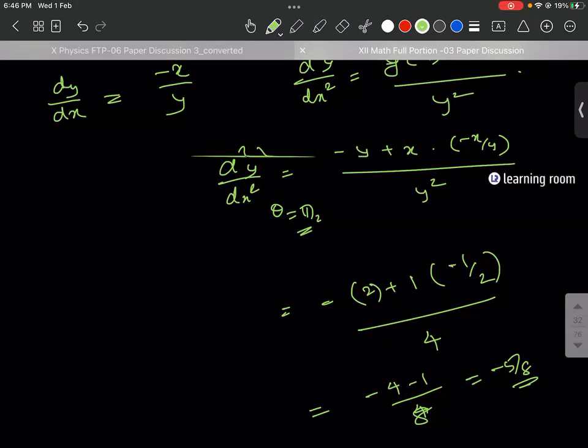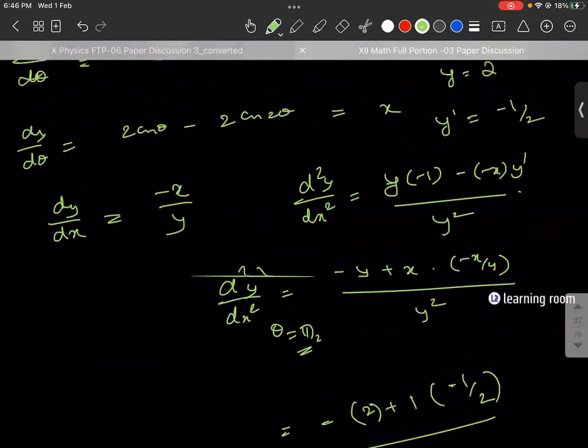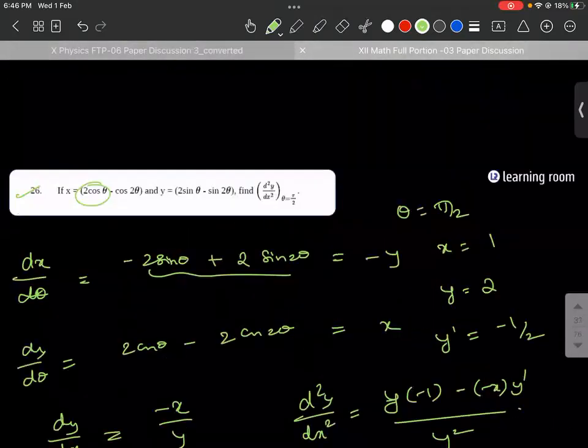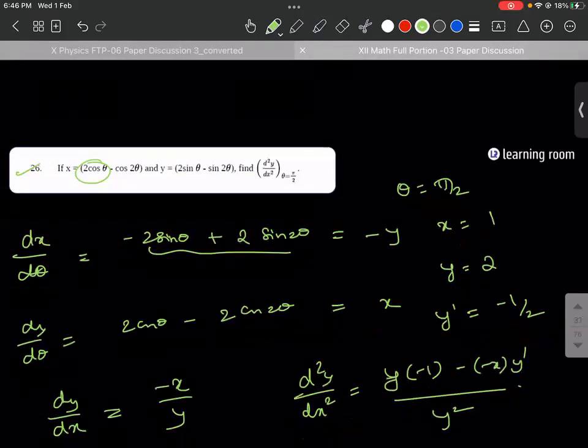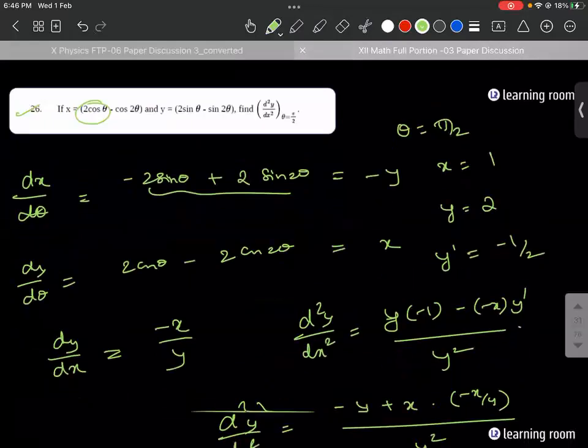Sir, I got minus 3 by 2 as the answer, but not by this method, sir. I have done using another method. Then problem number 26. Minus 3 by 2 is correct. But you would have done it directly, but this should also give you the same answer.